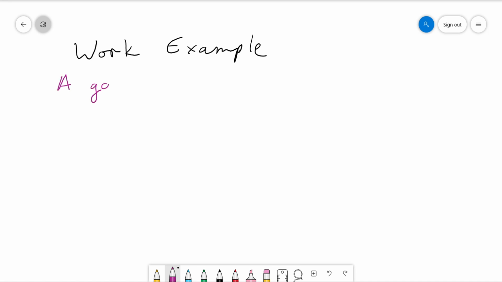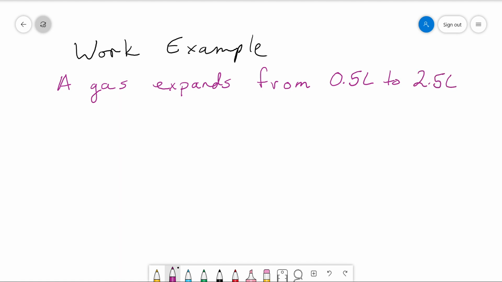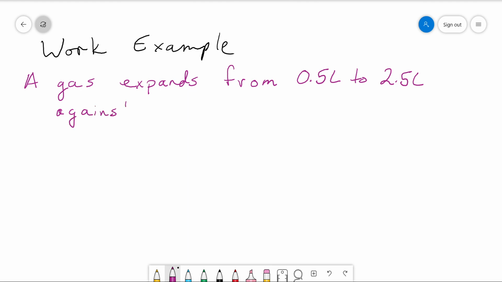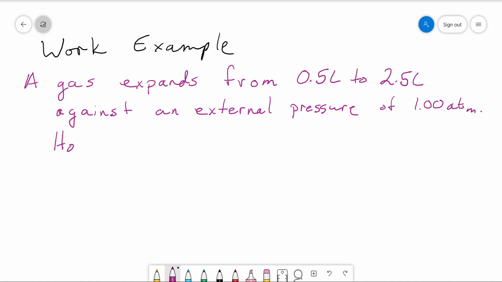A gas expands from 0.5 liters to 2.5 liters against an external pressure of, let's see, 1.00 atmospheres. How much work is done by the gas?